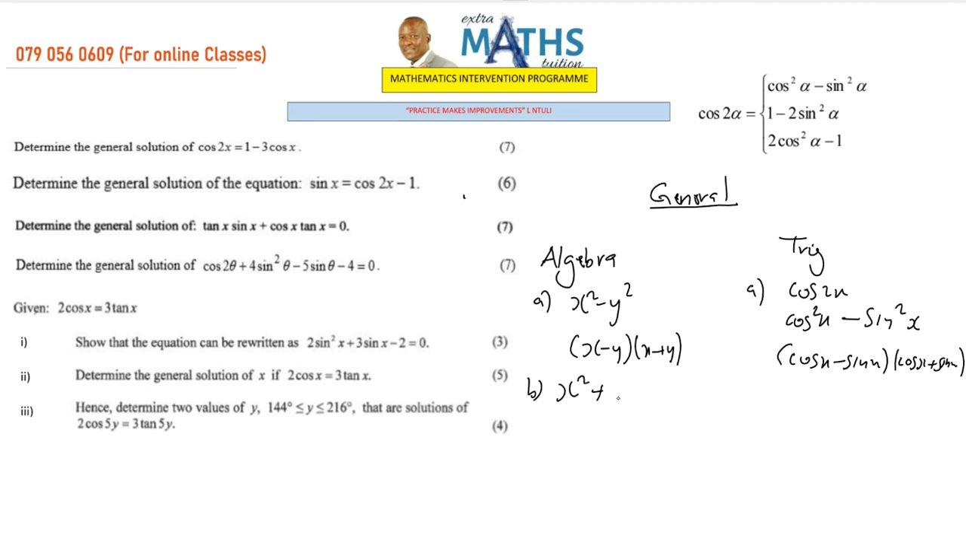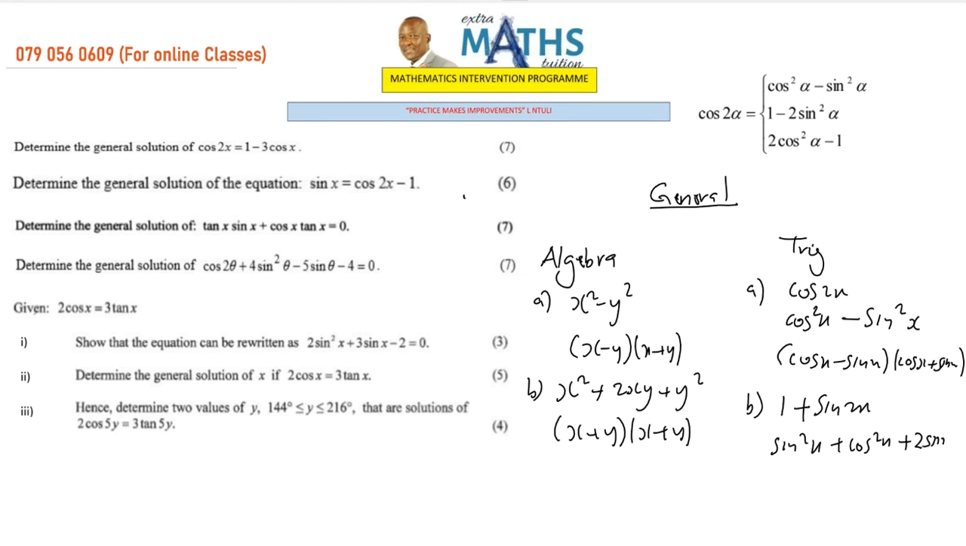Let's say we have x squared plus 2xy plus y squared. This is what? A square trinomial, which is (x plus y)(x plus y). Okay? And how can it relate to trigonometry? Let's say 1 plus sine 2x. Come on, grade 12. This is what? Sine squared x plus cos squared x plus what? 2 sine x cos x.